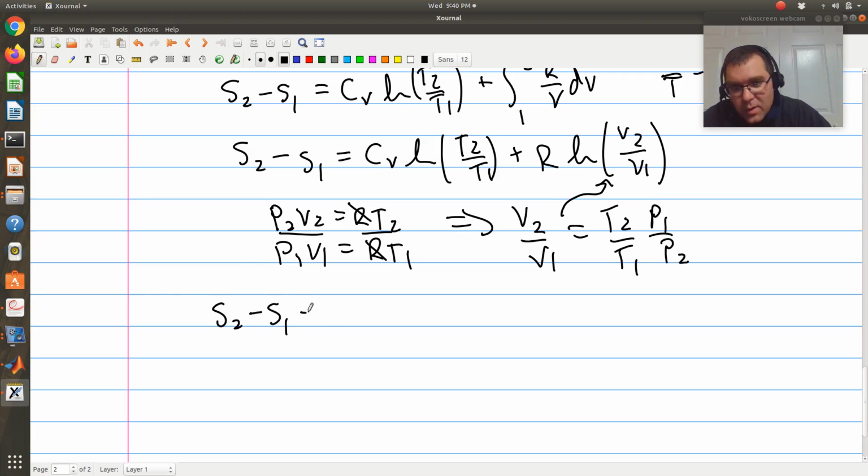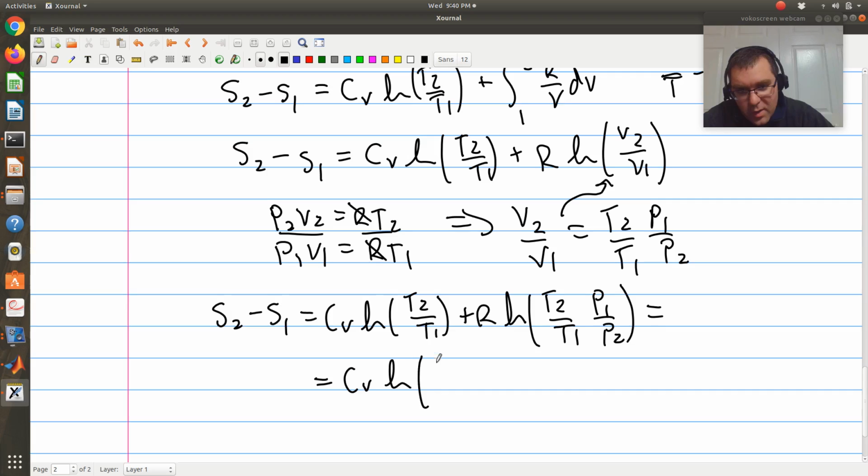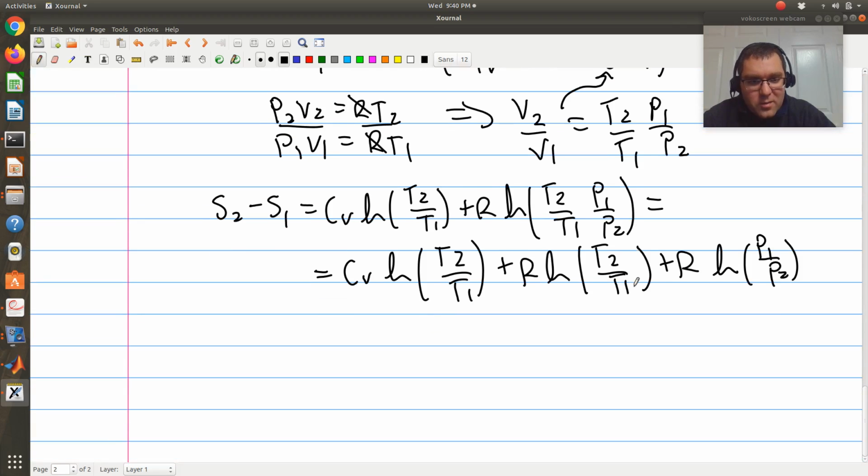S2 minus S1 is equal to Cv log T2 over T1 plus R log T2 over T1 times P1 over P2. Log rules: Cv log T2 over T1 plus R log T2 over T1 plus R log P1 over P2, right? Multiplication is equivalent to addition of logs.